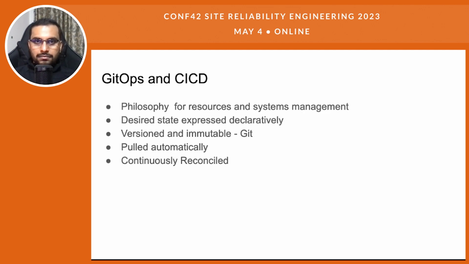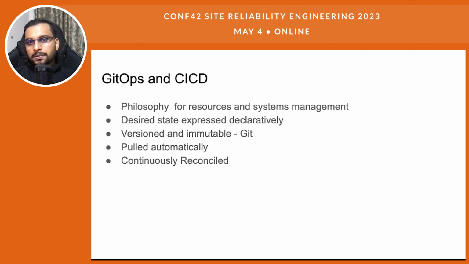GitOps and CI/CD. Now, the evolution of IaC or infrastructure as code gave birth to another idea, GitOps. It is the new philosophy for managing systems and resources. Now, this philosophy can be broken into the following elements. Desired state. The declaration of the desired state defines what is the end state of your infrastructure and its resources. Now, irrespective of the tech used to declare these resources, the changes should be versioned and immutable, which naturally leads us to storing the declarations in Git.